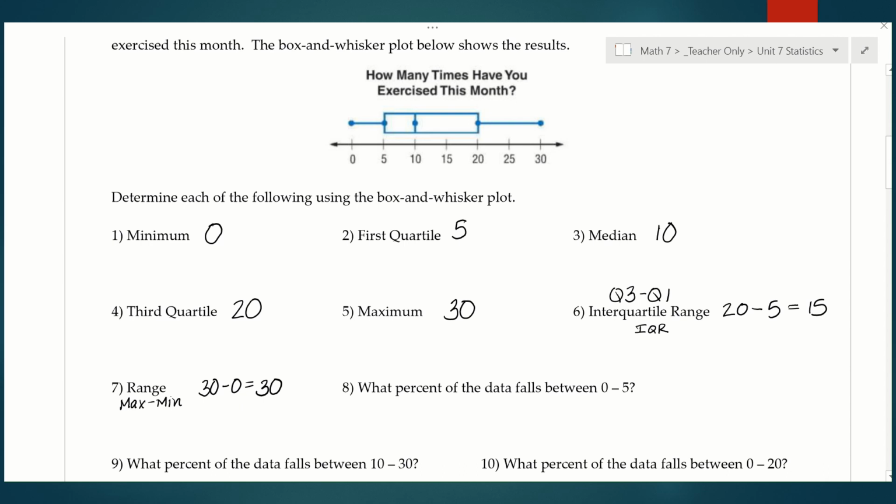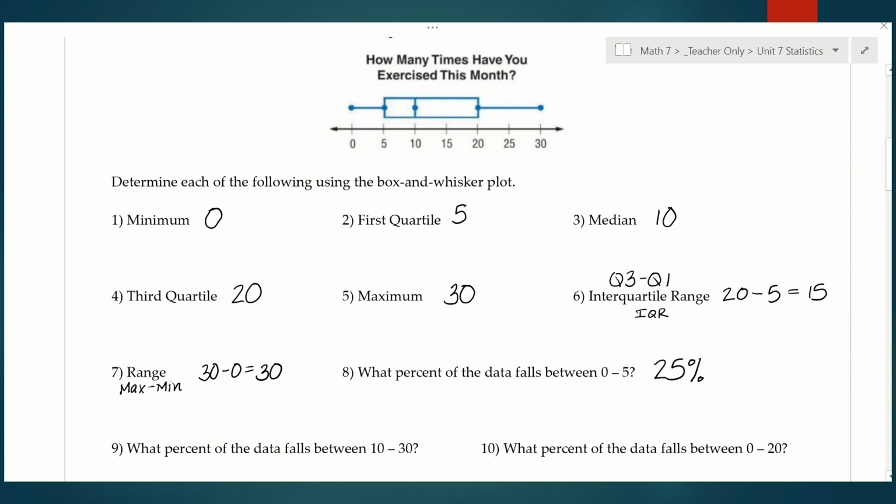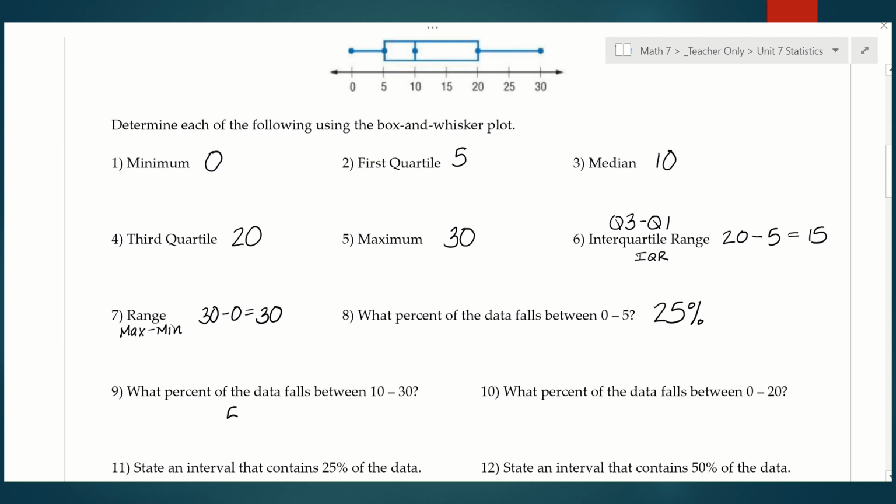Number 8, what percent of the data falls between 0 and 5? Looking at your box and whisker plot, we can see that 0 to 5 is one of our whiskers. Because it's one section out of the 4, that represents 25% of our data. In number 9, it's asking what percent of the data falls between 10 and 30. Well, 10 to 30 includes a box and a whisker, so 2 sections of that box and whisker plot, which makes 50%.